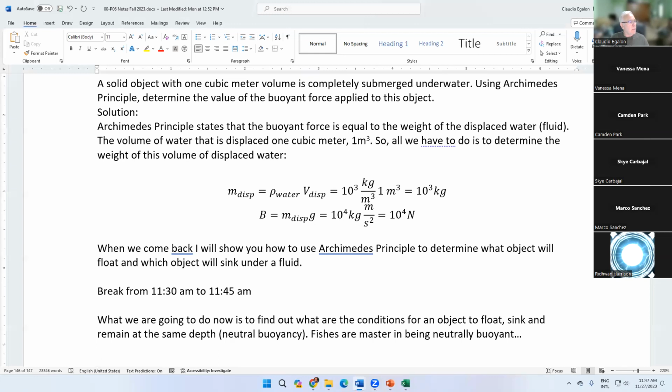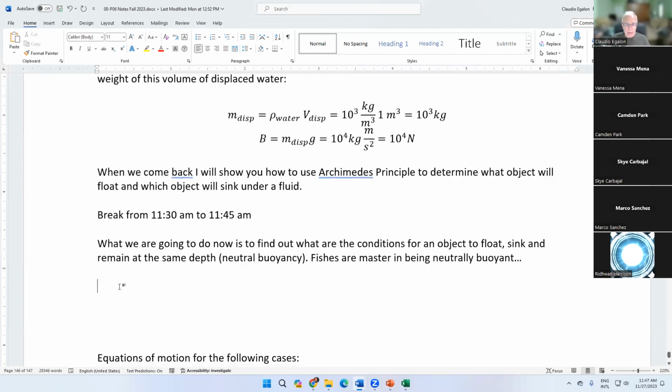Underwater conditions, an object will sink, float, or become neutrally buoyant. So let's start with a sinking object. An object will sink whenever the net force applied to it is downwards. Do you agree with me?